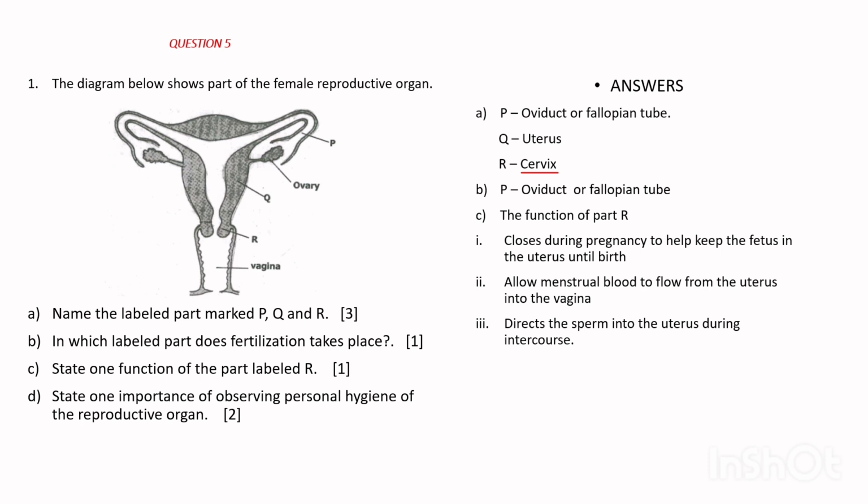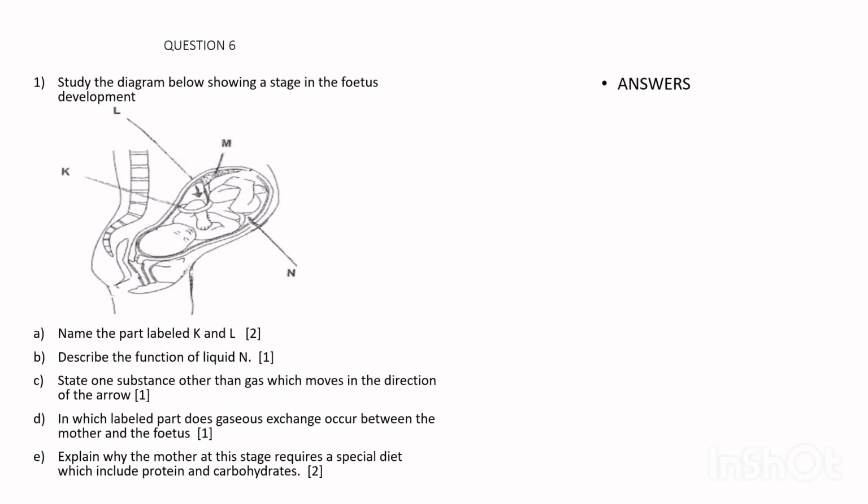Then we move to question D. State one importance of observing personal hygiene of the reproductive system. So this question has now finally come. Okay, so avoid infections of the reproductive organ. Okay, question 6. Question 1. Study the diagram below showing a stage in the fetus development. Question A. Name the part labeled K and L. Part K is the umbilical cord. Part L, the amnion, though it's not looking that clear.